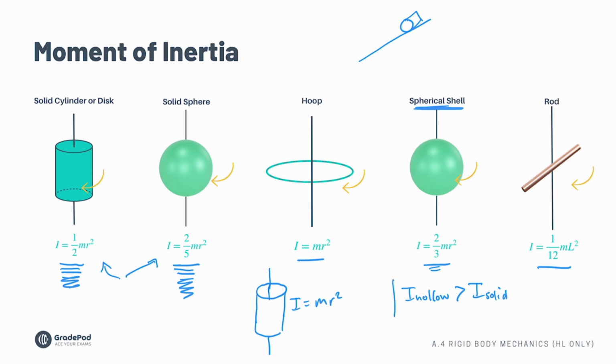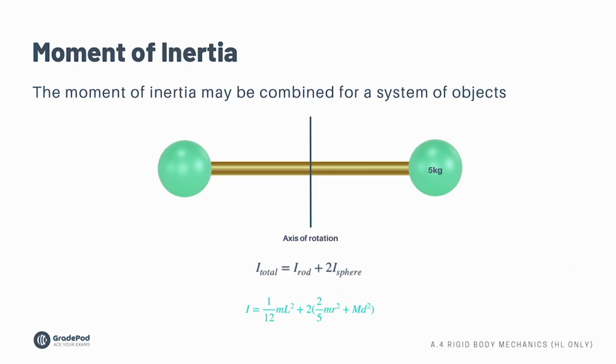So it's a good exam tip for you to remember that if you have two objects, they both look the same, they both have the same mass and so on, but one is hollow and one solid, then the hollow one will have a greater moment of inertia than the solid one. One of the favourites of an examiner is to ask you to calculate the moment of inertia of a whole system. And to do that, you basically add the moment of inertia of each object.